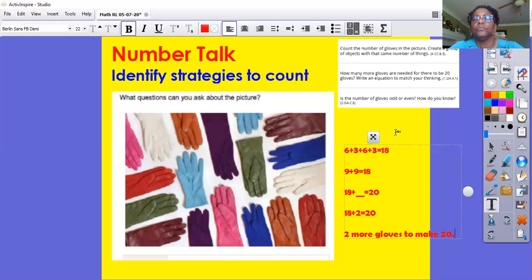All right. Another thing you can think of is how to figure this question out. It says, is the number of gloves odd or even? How do you know? What is even? That's right. That means you have the same on this side as you would on the other side. Just like we made 10 last week, remember? Make it 10. So the numbers must be even. They must match. An odd number is the opposite, right?